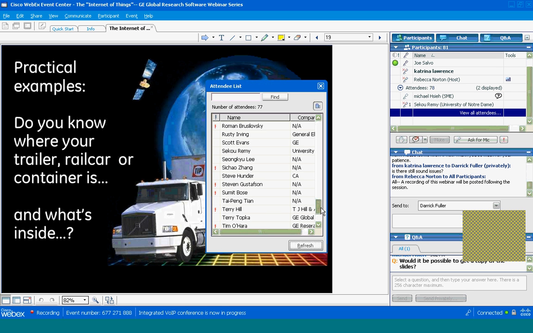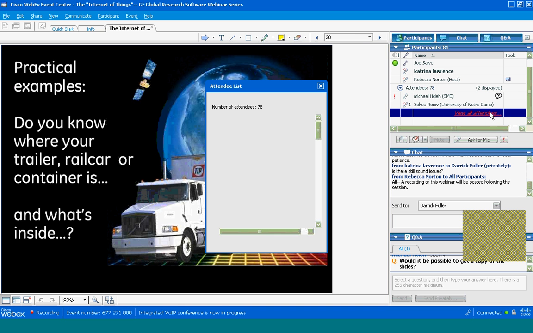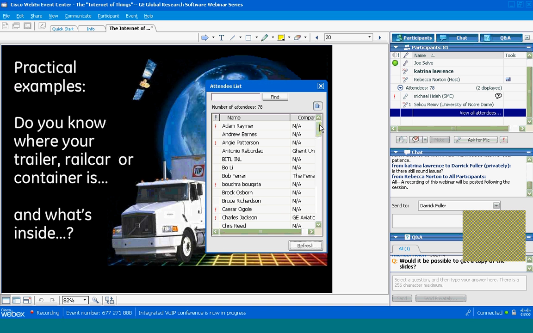Let me give you some practical examples. One of the big daily tasks is to move material around the planet. In North America, much of this material is moved by trucks. And the question is, are there ways to help manage that in a more effective manner?